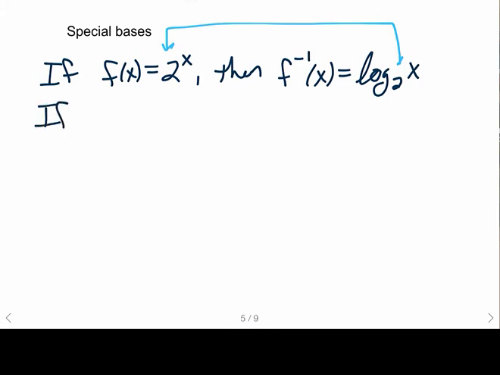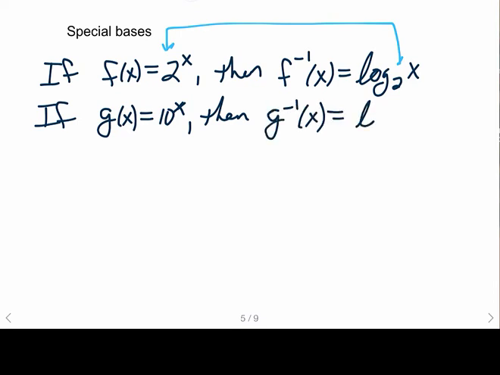If, though, we have a function, say g of x is equal to 10 to the x, then its inverse, g inverse of x, is log of x. In other words, if the base is not written in the logarithmic function, then the base is understood to be 10. And log x, or log, is a button in your calculator. It indicates a base of 10.